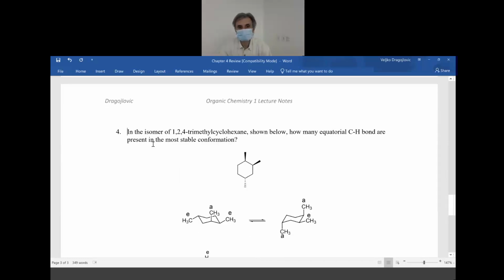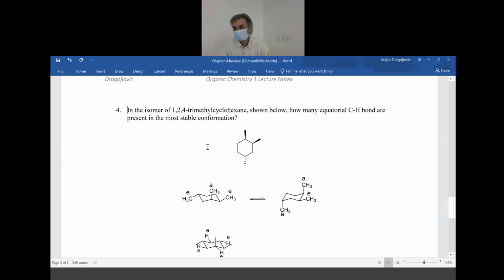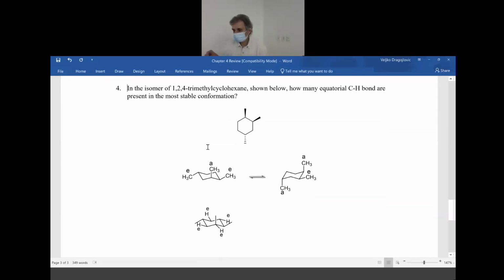Next, in the isomer of 1,2,4-trimethyl cyclohexane shown below, how many equatorial CH bonds are present in the most stable conformation? So this isomer is already shown. You would be given this formula if you end up with a question like this on a test. And so the way to figure it out is either from this formula, you draw perspective drawings, viewing rings from the side like these, and in a drawing you flip them. Hopefully you know how to draw one chair and then the flipped chair, or you make a model.